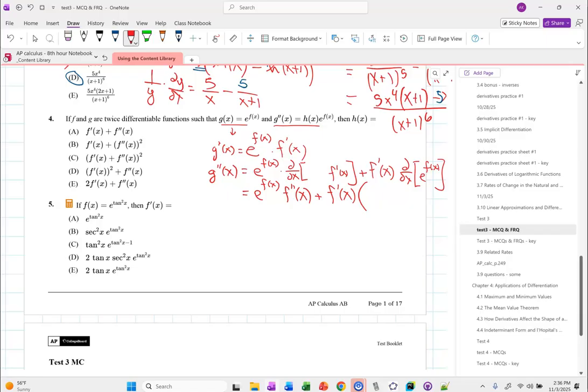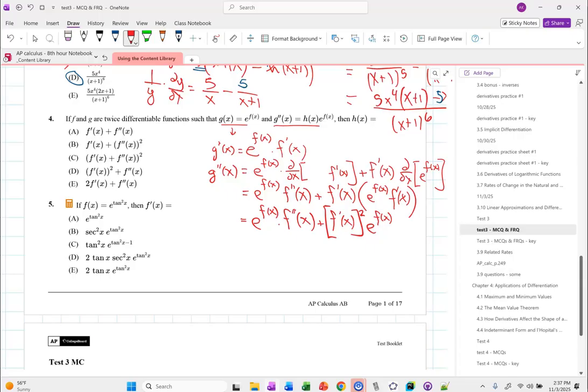And the derivative of e to the f of x is? Because we already did that. What's f prime of x times f prime of x? It's going to just be f prime of x squared. Everybody agree? F prime of x times f prime of x should just be f prime of x squared.